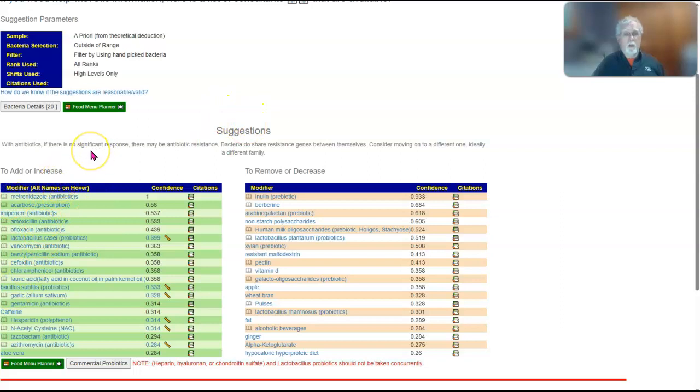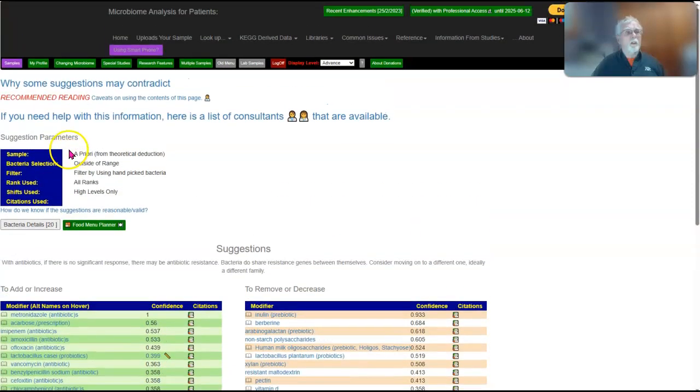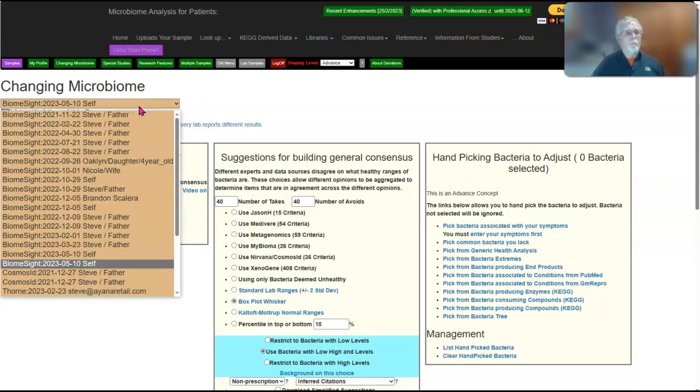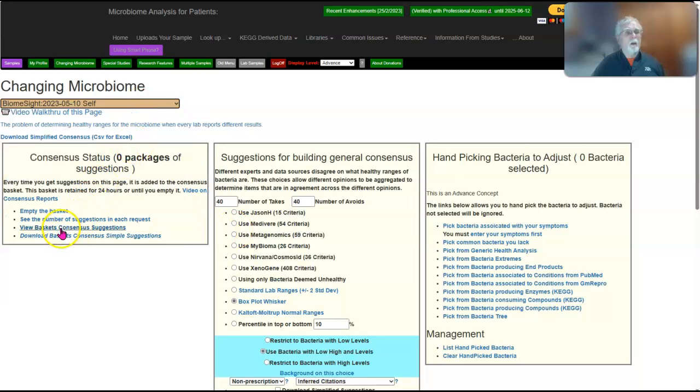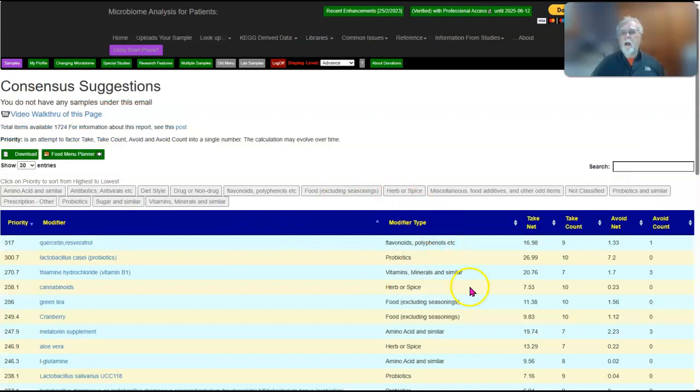We can go over to consensus and look for things individually. But let's go over to consensus for like anything else, which is going back to changing microbiome. And I think here, yes, there it is. And now we can go in and check everything.